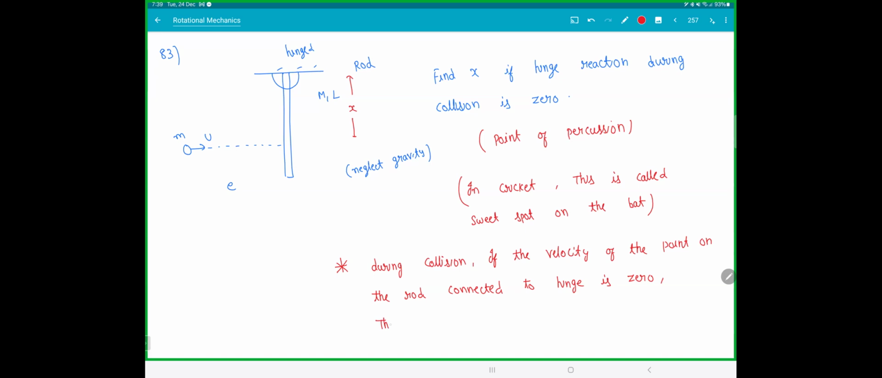There is no need for the hinge to pull you. That is the whole point of the question. So find x so that the topmost point of the rod has zero velocity. Since the hinge reaction is zero, you can ignore the hinge. You can remove the hinge and solve the problem normally because anyway it is zero. Try.